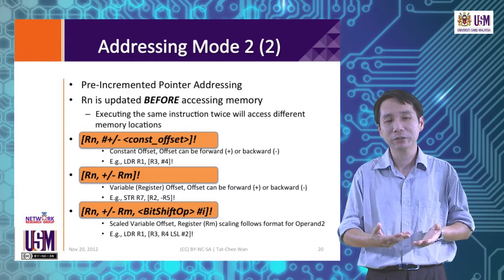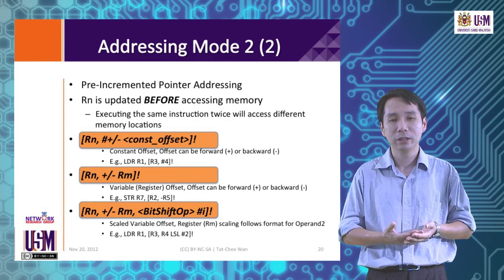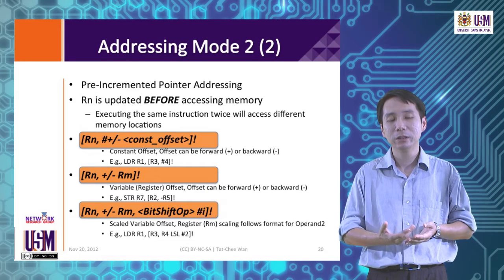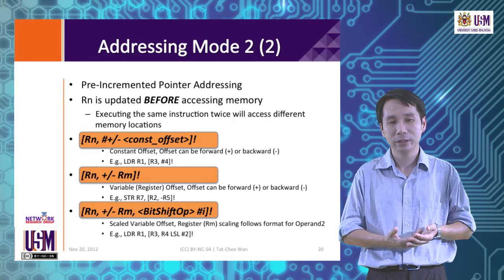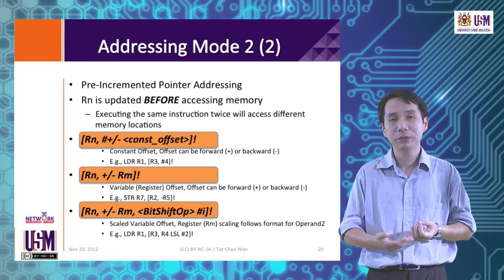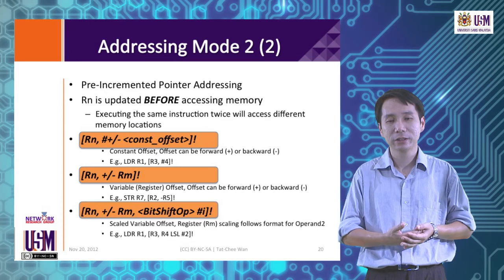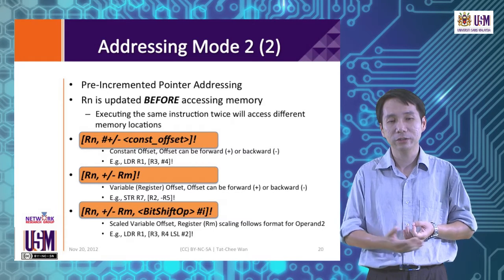Now the next version of this, of course, is Rn, plus or minus Rm, close bracket, exclamation. This allows us to have a variable offset to update the address pointer. And finally, we can also modify the Rm with a shift operation specified by a constant shift value.